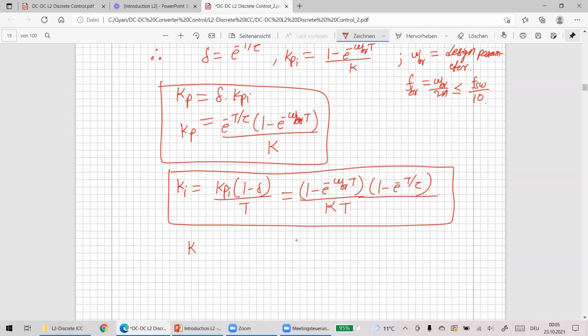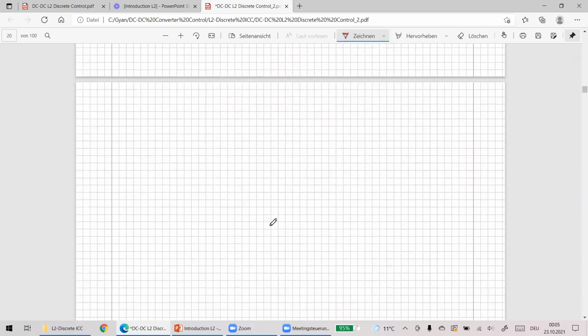And here our K is equal to 1 minus e to the power of minus T over tau, over R. Tau is equal to L over R. Yeah, so this is how you can tune your KP and KI gain. Now let's draw the actual circuit implementation.